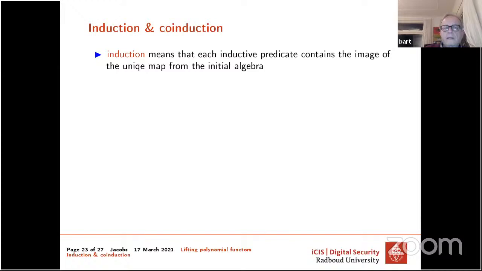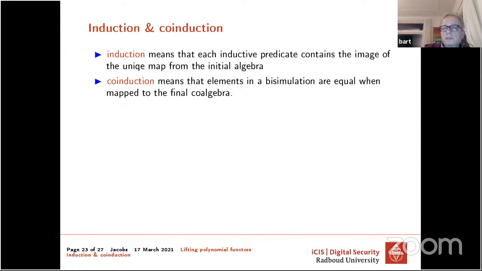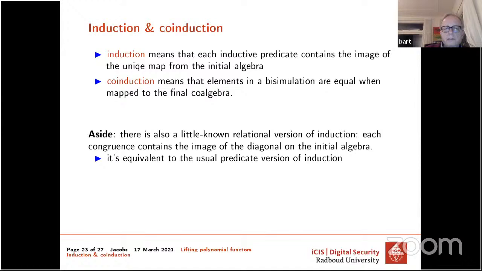Now, co-induction means that elements in the bisimulation become equal when they're mapped to the final coalgebra. And this is an important co-inductive proof principle which can be used in various settings. And it comes out of this very general setting.